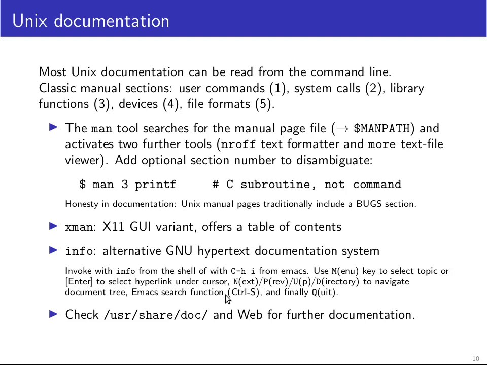But unlike many web pages, it's not just a graph of hyperlinks. It also has an inherent tree structure. So there is a linear way of reading the info documentation, and the keys N for next, P for previous, up and directory allow you to navigate that document tree. So if you just press space, you get a depth first traversal of the document tree, and with up you can go to, for example, the parent section of directory. You come back to the table of contents.